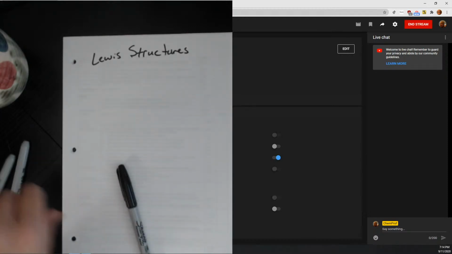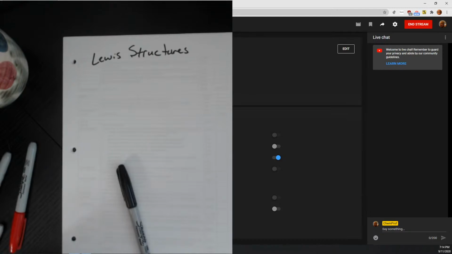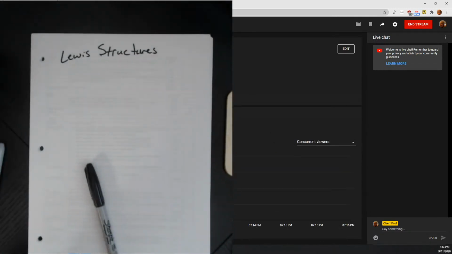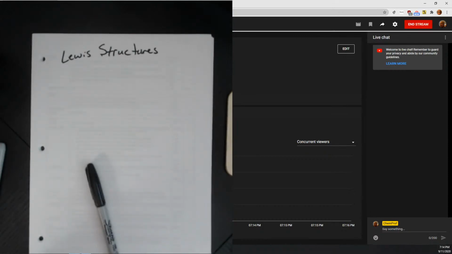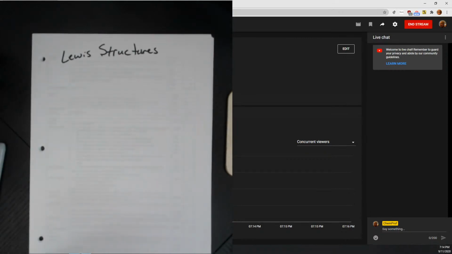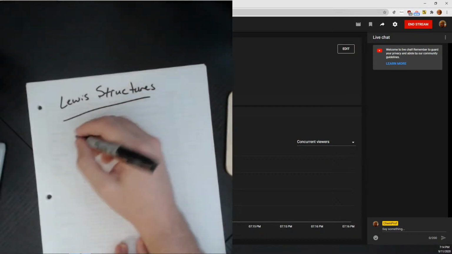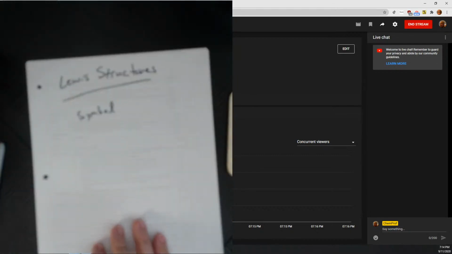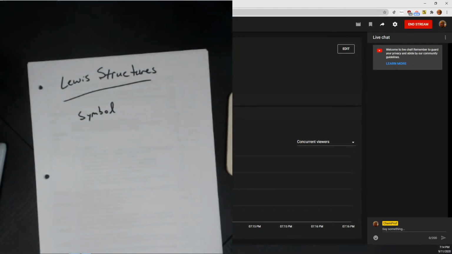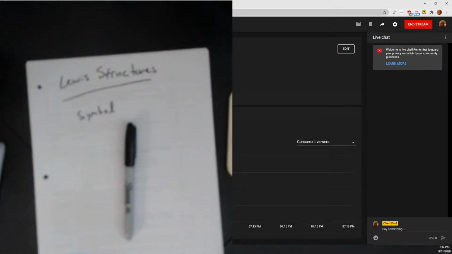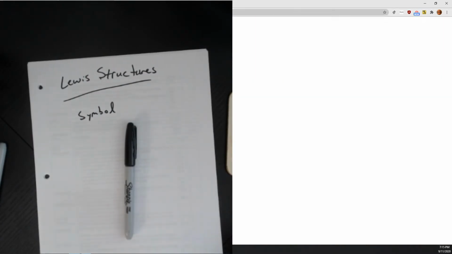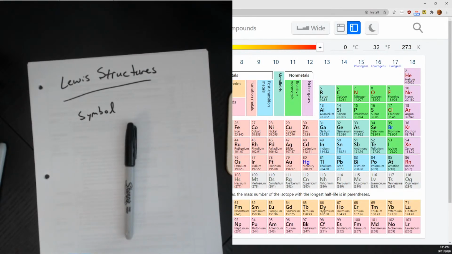We're live. All right, so Lewis structures. Lewis structures are a way of visualizing molecules. Okay? So they start with the simplest thing there, the Lewis symbol. Okay? So the Lewis symbol, you just take the atom and you surround it with the appropriate number of electrons.